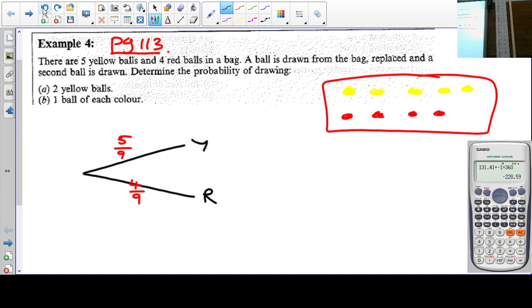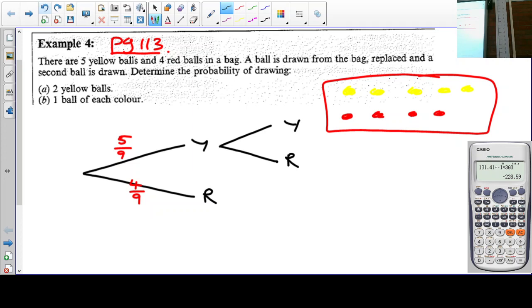So if I draw a yellow ball on the first draw, and I put the yellow ball back into the bag, then on the second draw, what are my options? How many balls do I have in the bag? Still 9. We have 5 yellow and 4 red. Can you see that, people? So it's still going to be yellow and red.